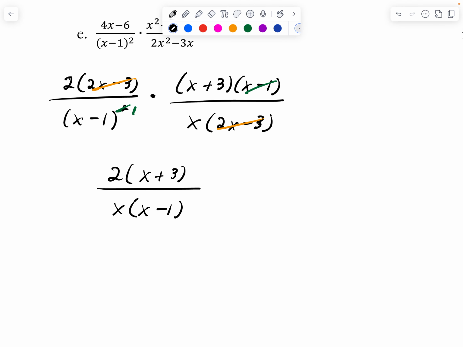Again, you don't need to distribute. You can, but there's no reason to. The key thing I'll say is I'll get kids that'll cross out these x's. You cannot do that, right? Those are full factors, so unless they have the same factor, you cannot cross them out. All right, so that is E.